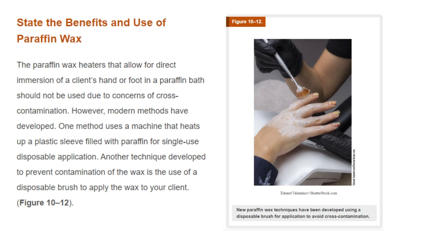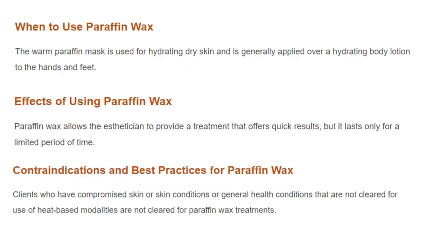Another technique developed to prevent contamination of the wax is the use of a disposable brush to apply the wax to your client. Figure 10.12. New paraffin wax techniques have been developed using a disposable brush for application to avoid cross-contamination. When to use paraffin wax? The warm paraffin mask is used for hydrating dry skin and is generally applied over a hydrating body lotion to the hands and feet. Effects of using paraffin wax.